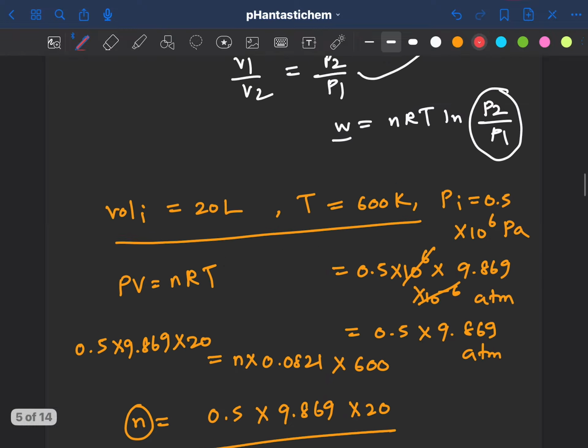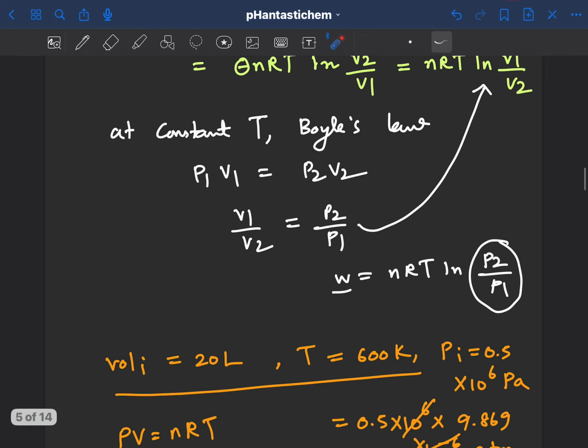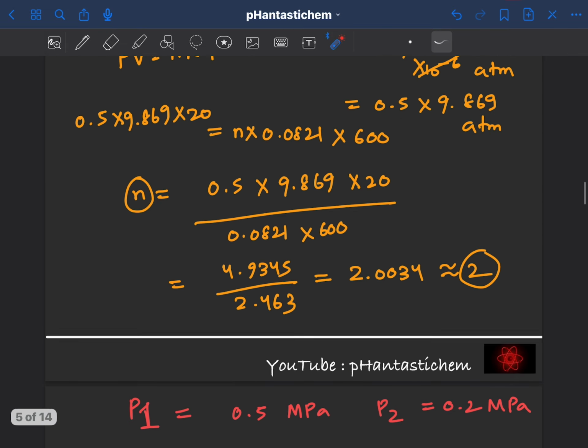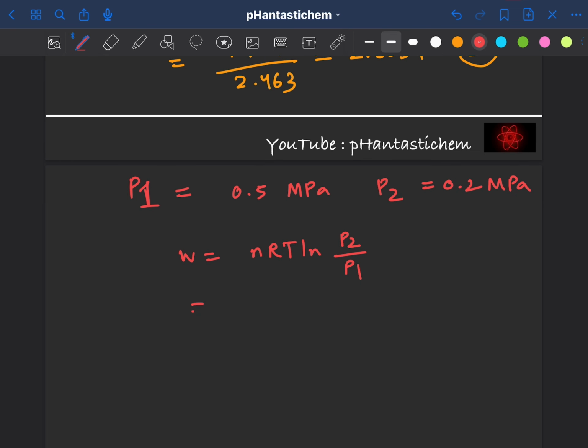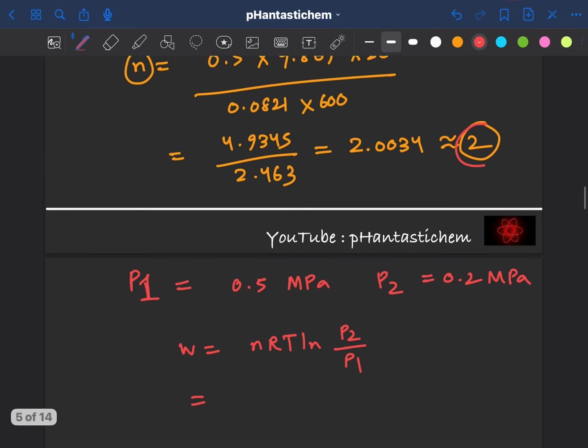Now we have derived the formula. The formula is this, that work done is nRT ln P2 by P1. Okay, cool. So we'll write this down again. So work done is nRT ln P2 by P1. Okay, cool. And so we'll write down n is 2. We just calculated n is 2.